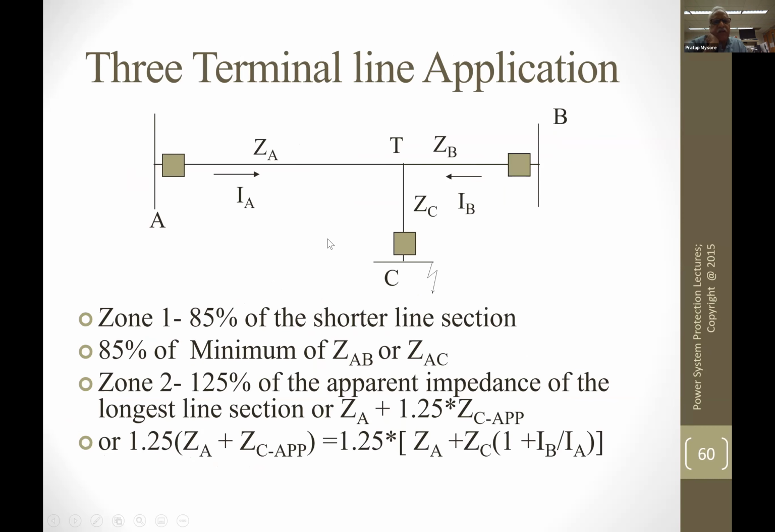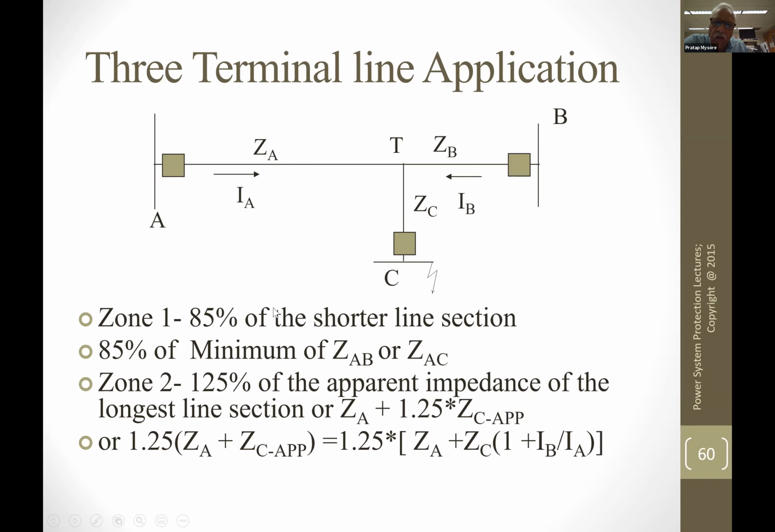This same effect is also there in three-terminal applications. Sometimes a line is tapped and goes to another substation, and this forms a three-terminal line. Now, if the fault is within section A to T, then the relays will perform very well because the current flowing into the fault is the same as what the relay sees. But if there is a fault at C, for example, the relay sees ZA plus IB by IA times ZC plus ZC. So instead of seeing just ZA plus ZC, it sees ZA plus ZC plus IB by IA times ZC. So it sees a much higher impedance.